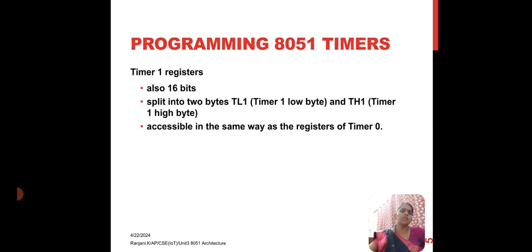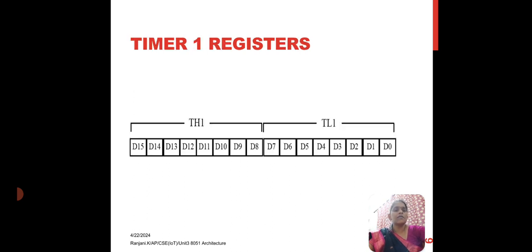And similarly, based on timer 0, the timer 1 register is also 16-bit, and it is split into 2 bytes, that is, one is your timer 1 lower byte and the second one is your timer 1 higher byte. Okay, so this can be easily accessed similar to your timer 0, and this is your data format, where D0 to D7 is for your low byte, and D8 to D15 is for your high byte.